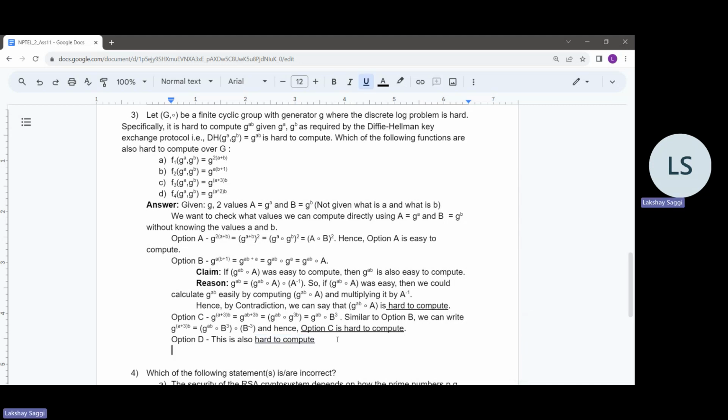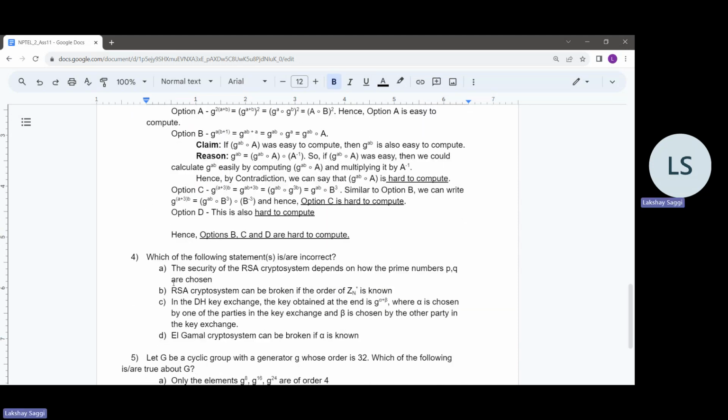Just writing out the options. The question was which of the following options are hard to compute over G? So options B, C, and D are hard to compute. This is the final answer.